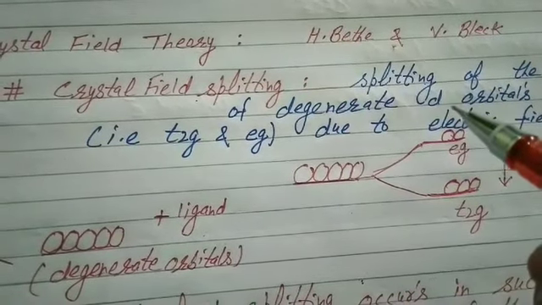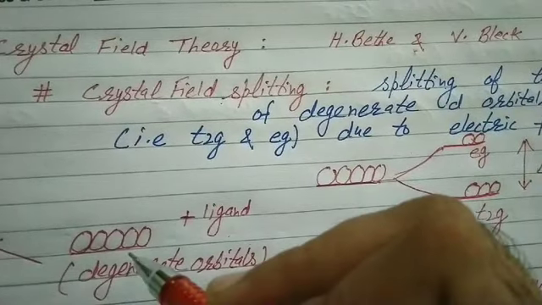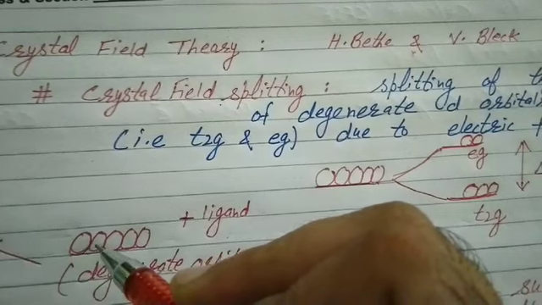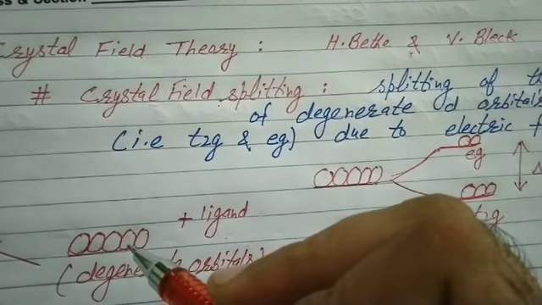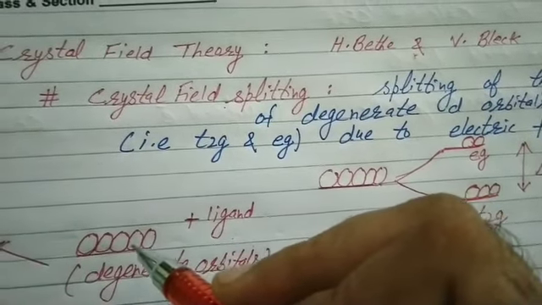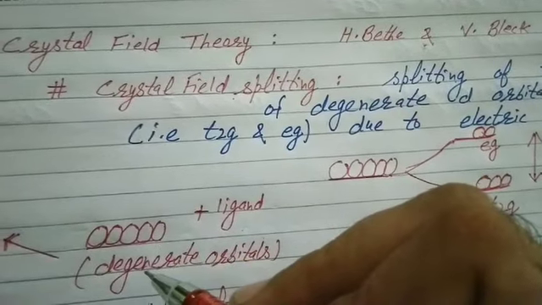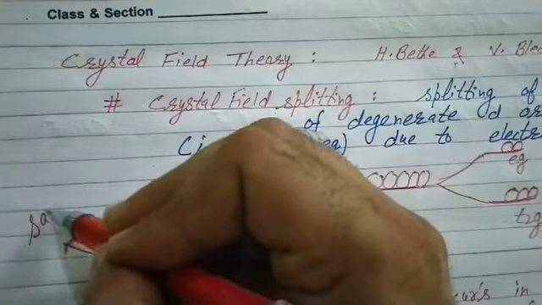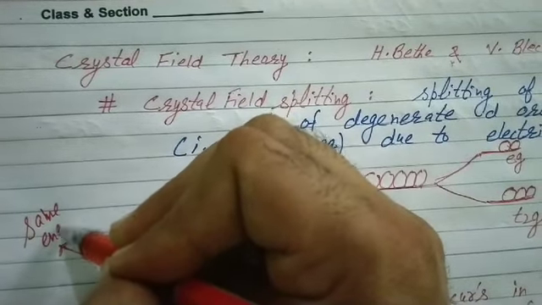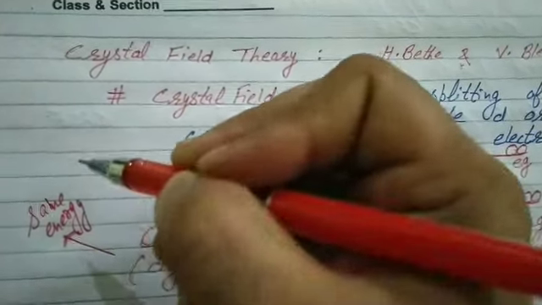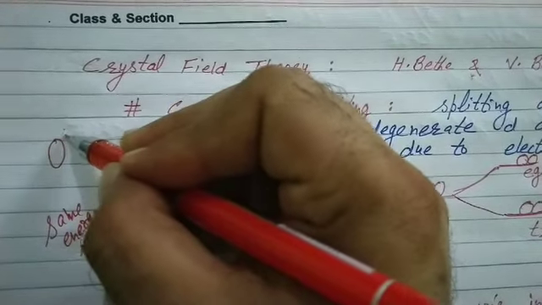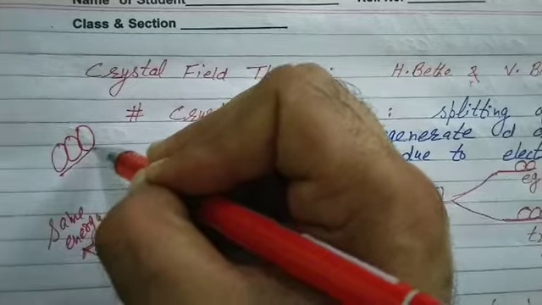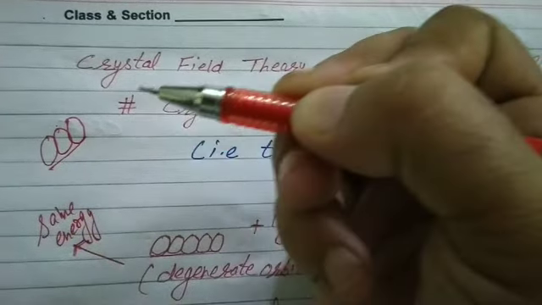Degenerate orbitals, students, are a set of orbitals with the same energy. D is the set of 5 orbitals: dxy, dyz, dzx, dx square minus y square and dz square. All of them have the same energy, so we call them degenerate orbitals. Just as the p subshell is the set of 3 orbitals px, py and pz, all of them have the same energy, and we call them degenerate orbitals.